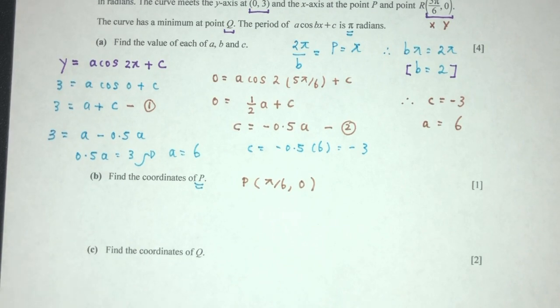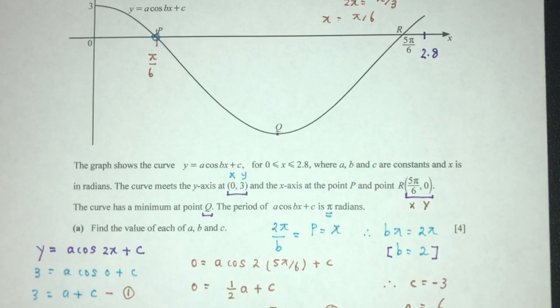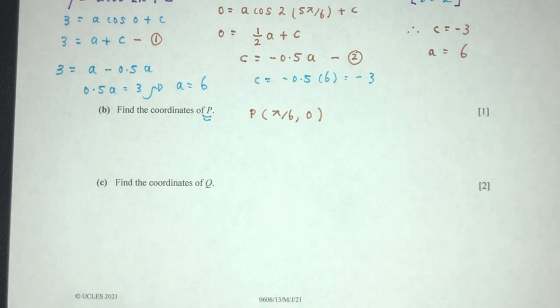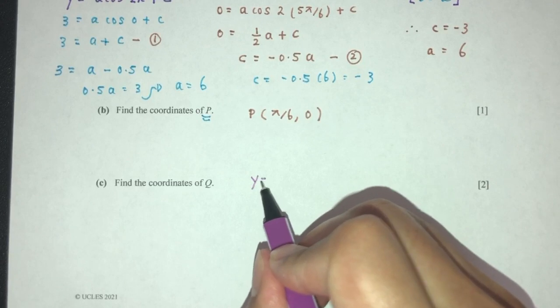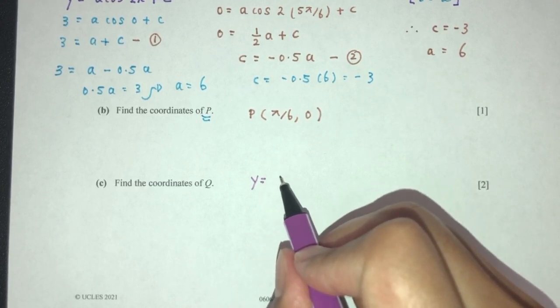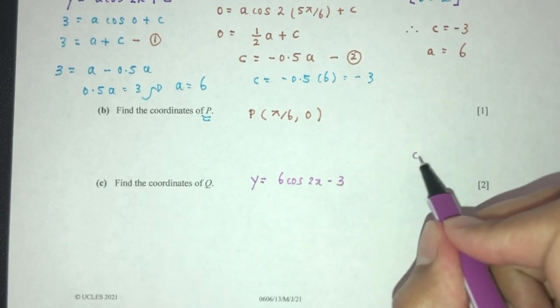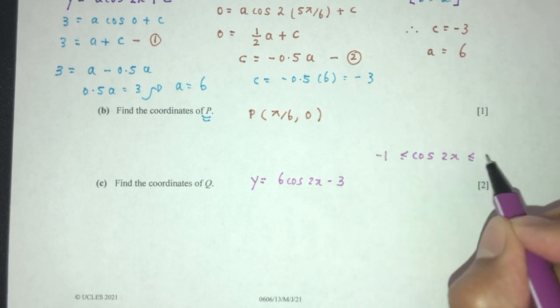Now let's move on to find the point Q. You can see Q is the minimum point of the graph. Now we can look at this graph itself. There are many ways to solve this. We can find dy by dx if you want to, or we can just try to solve this directly as well. No big deal. For example, our graph is y equals 6 cos 2x minus 3. Now we know the value of cos 2x is between minus 1 and 1.